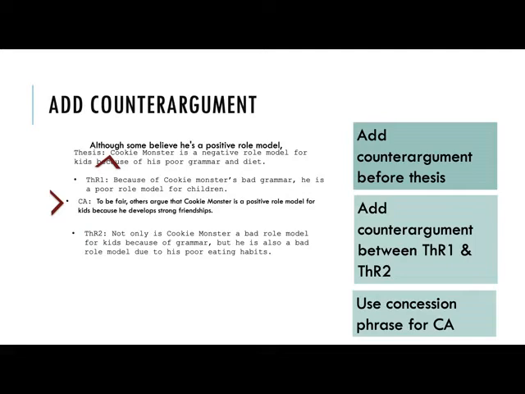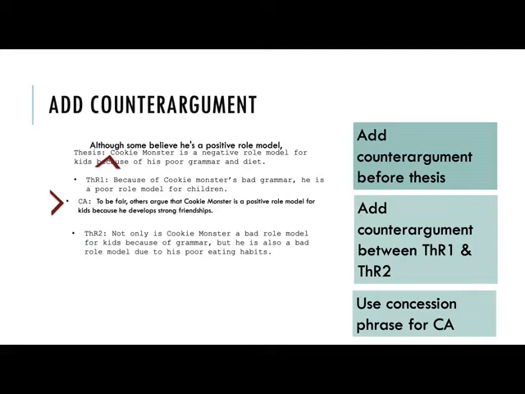So it reads, "To be fair, others argue that Cookie Monster is a positive role model for kids because he develops strong friendships." Now you'll notice here in this particular part of our outline, we have given a reason of support for the counter-argument. In the body of your outline, you would want to have your reasons of support for your counterargument. However, you don't want to put those above your thesis at the beginning of your paper.